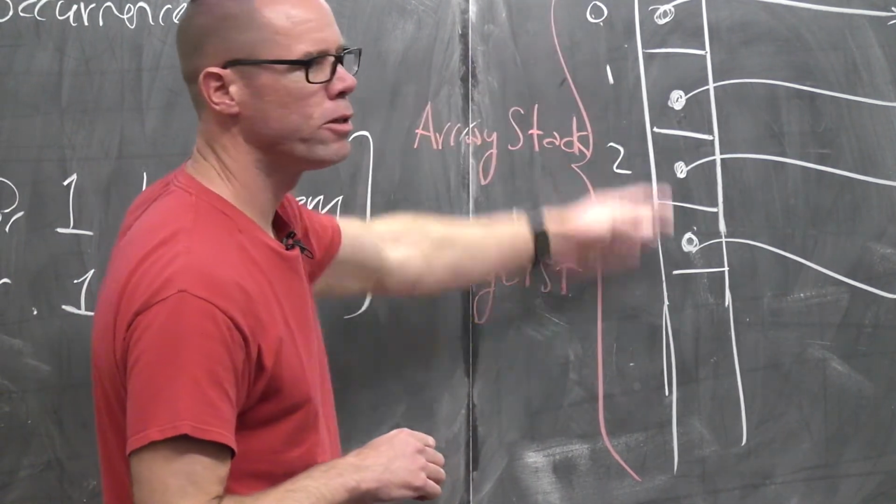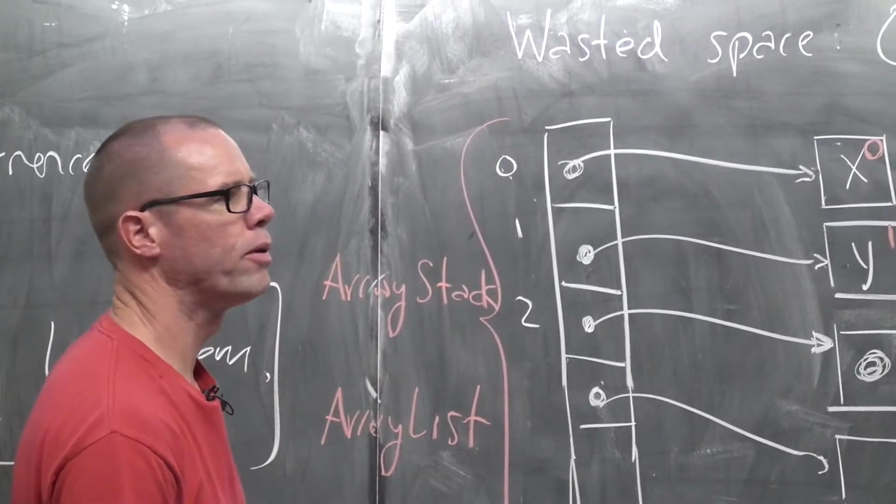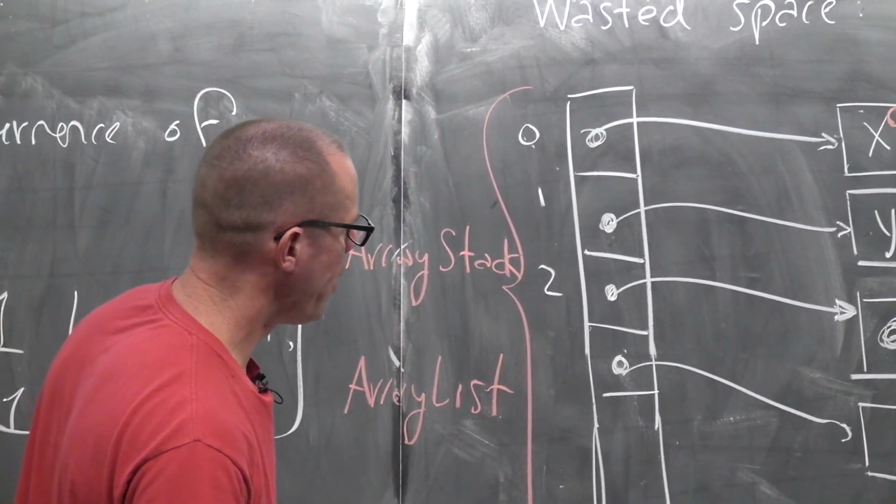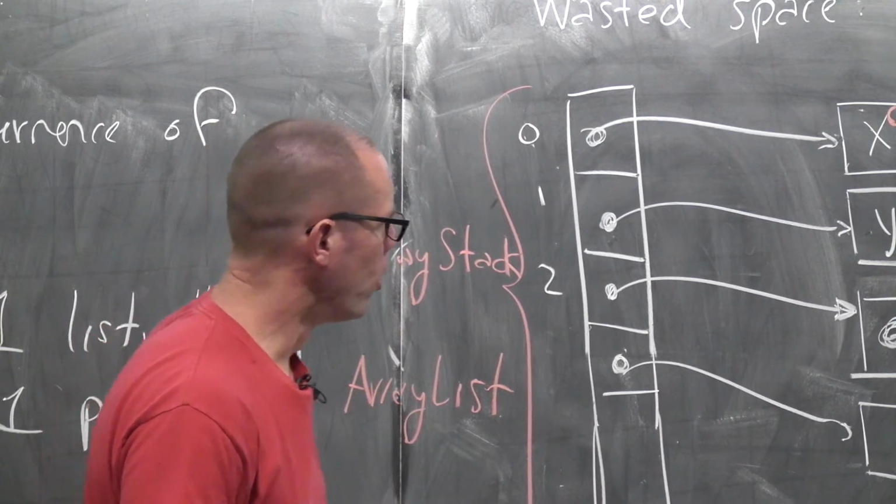This involves some wasted space. We have to account for that when we're counting up how much space we're wasting. And we'll go on like that.